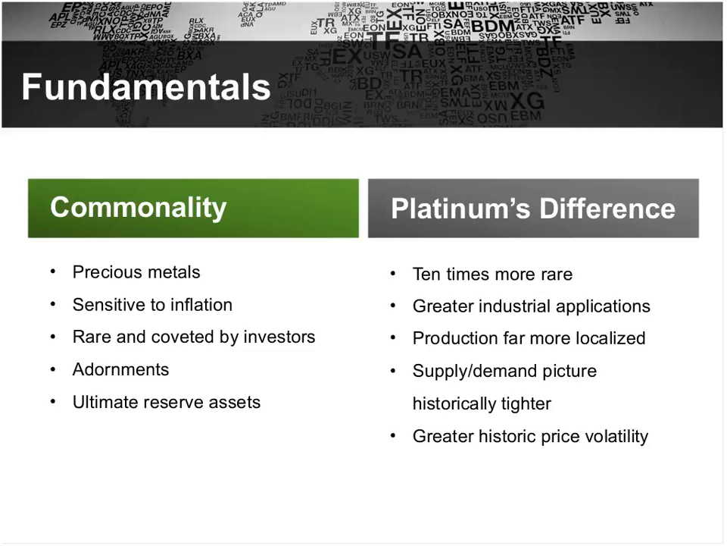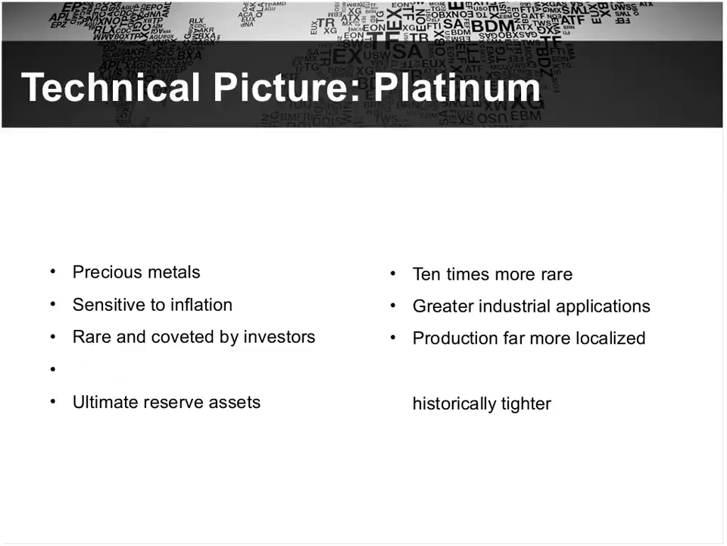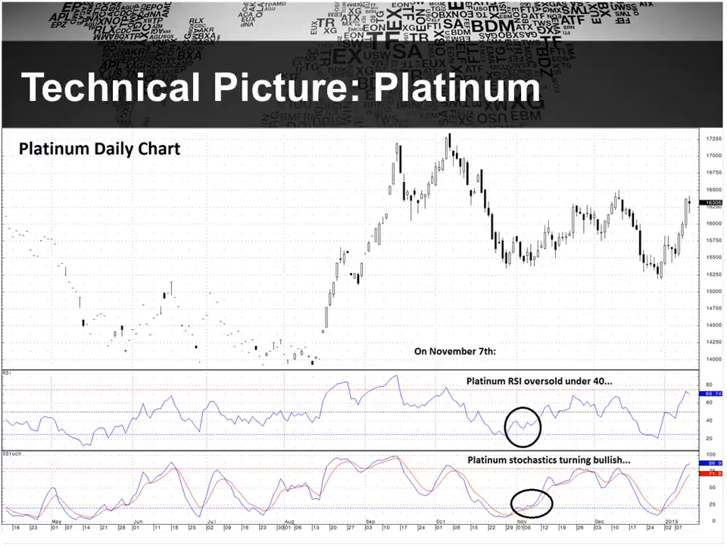For those of us who look at historical volatility, monthly historical volatility for platinum is 22.3% at last glance, while monthly historical volatility for gold is 11.8%. In fact, gold acts more like a currency than a commodity, whereas platinum acts more like a commodity than a currency. Let's look at the technical picture for gold and platinum, which gave rise to this trade that I suggested on November 7th.